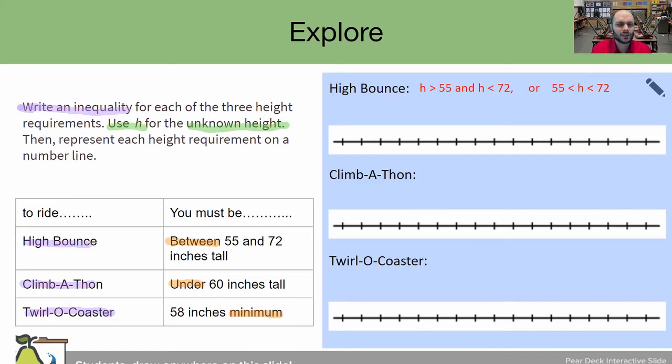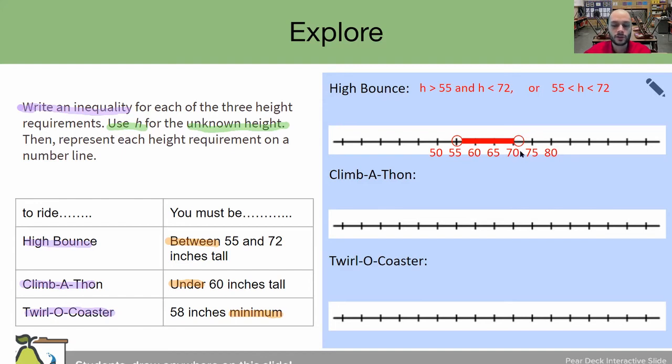Now, what would that look like on the number line? Please pause the video and try it for yourself and let me know. Okay, welcome back. If your number line graph looks like this, then you are correct. In this case, we are choosing to not include 55 because h has to be greater than 55. And we're choosing to not include 72 because h has to be less than 72.